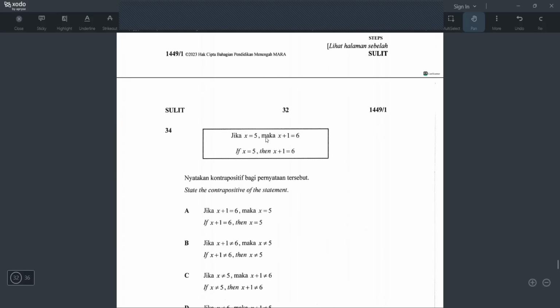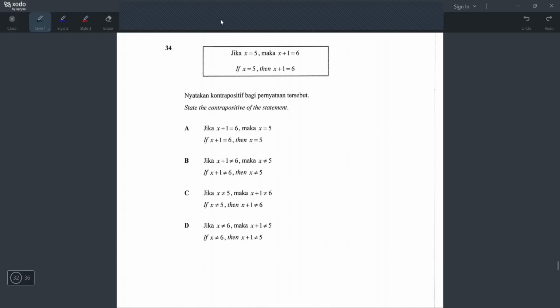Okay, so yeah. Let's continue 34. This is logical reasoning. State the contrapositive of the statement. Contrapositive means I have to write if not Q, then not P, right? And what is P, what is Q? Okay, if you look at the original statement, it says if X equals 5, then X plus 1 equals 6. It means this one, the in front one, I underline, I'll call it P. This one, I underline, I call it Q.